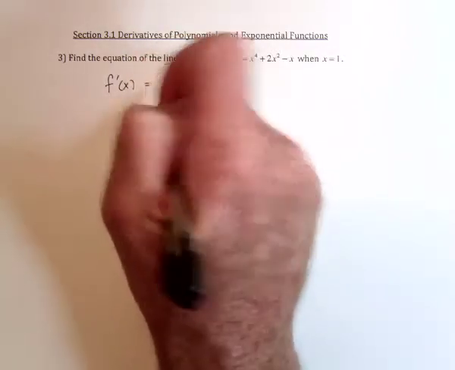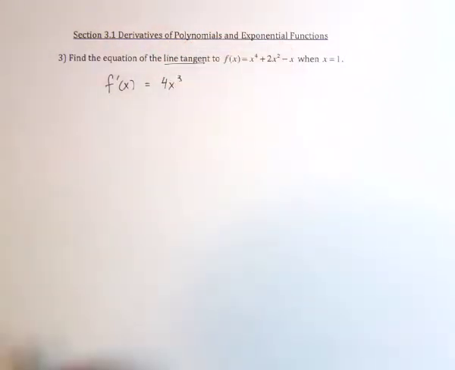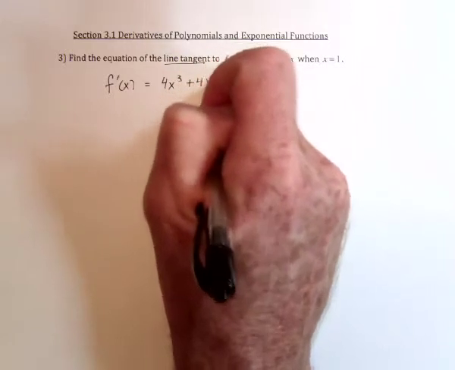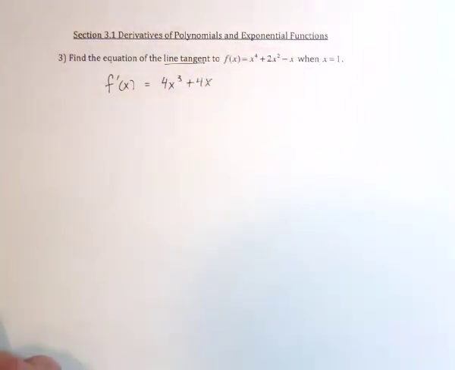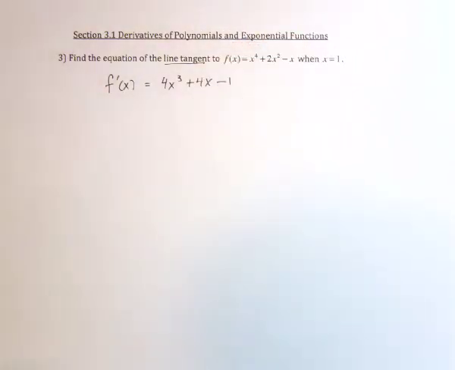So we need the derivative, so it's going to be 4x cubed plus 4x, and then the last one, the derivative of x is 1. Since that's negative, it's going to be subtract 1.